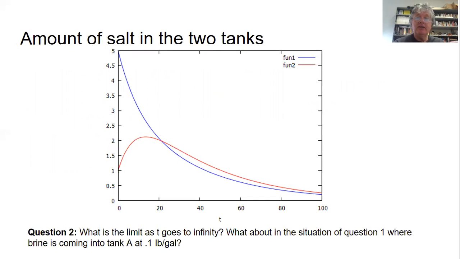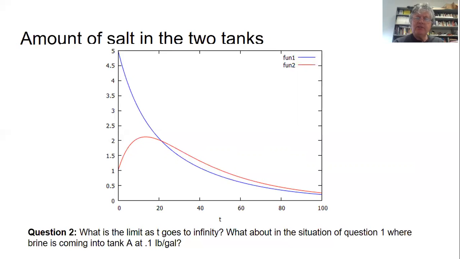The blue one is function x, which is the amount of salt in tank A. We see it starts at 5, and we see a nice exponential decay there. And then the red is tank B, and we see it starts off at 1. It increases, right, to around 2 pounds of salt as the salt's coming in from tank A, but it too seems to decay away. And so here we've got a second question for the module: what is that limit as t goes to infinity? That should be very straightforward.